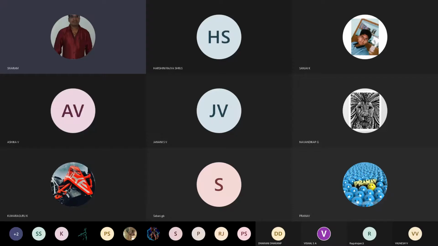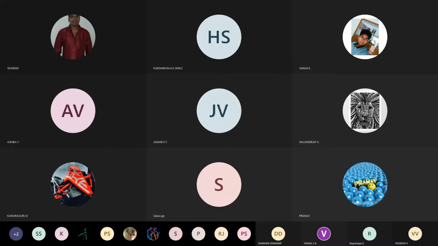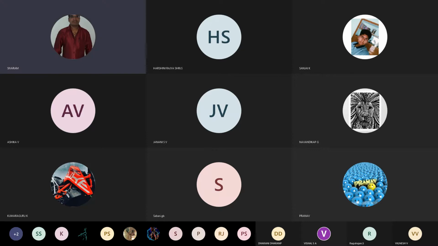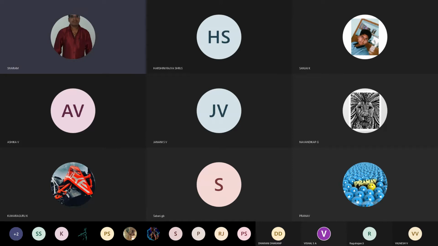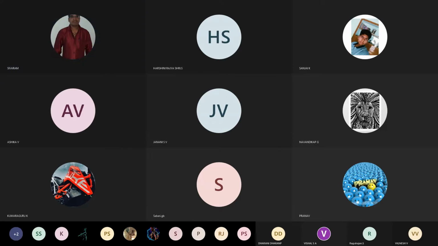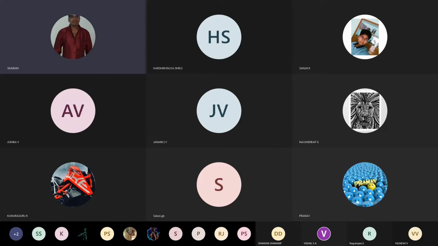Okay, we are discussing plant breeding techniques in the development of disease resistant varieties. We follow two main methods to develop disease resistant varieties.